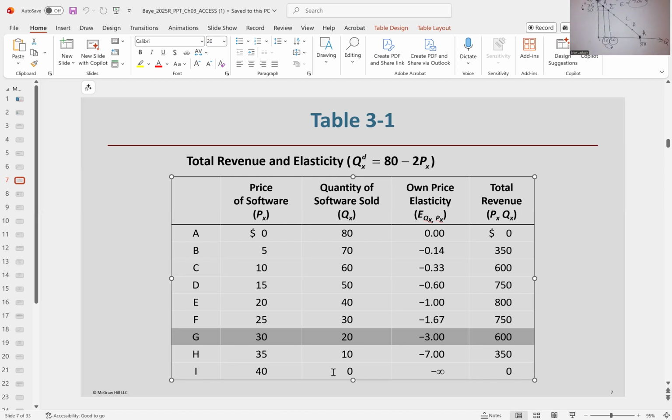What's 5 out of 30? If you take 5 divided by 30, that is a 16% change, almost 17%. We're lowering the price by 17%.